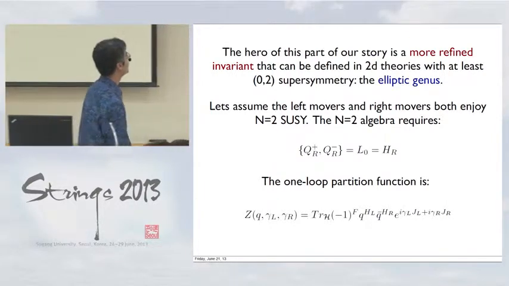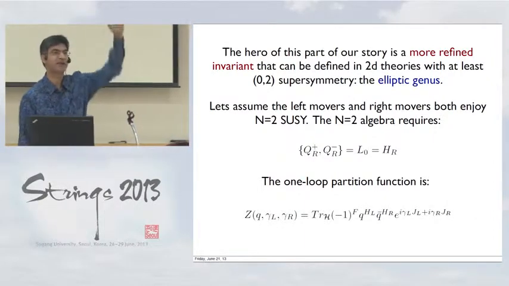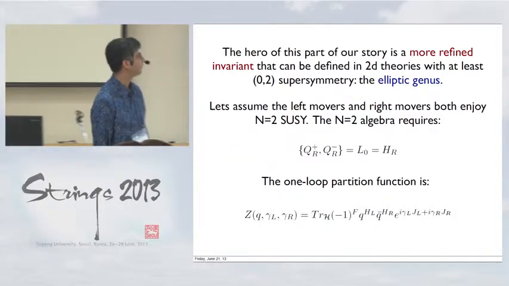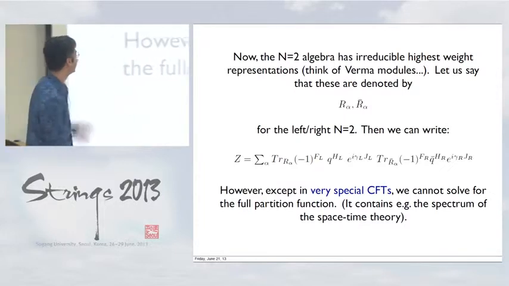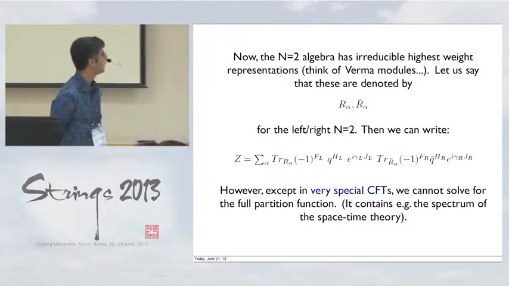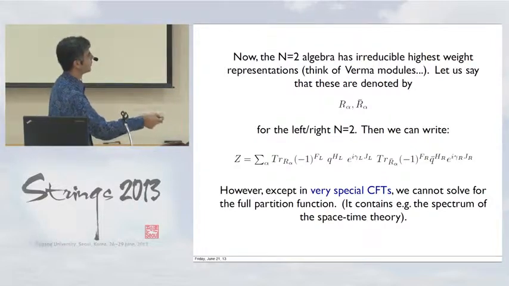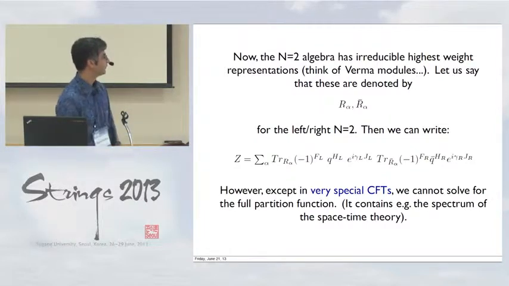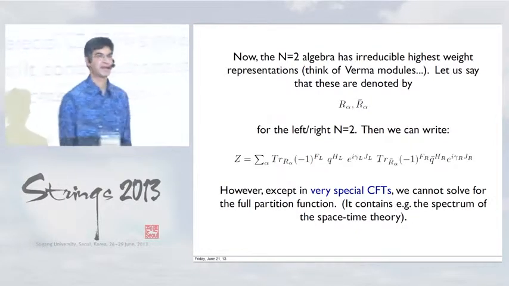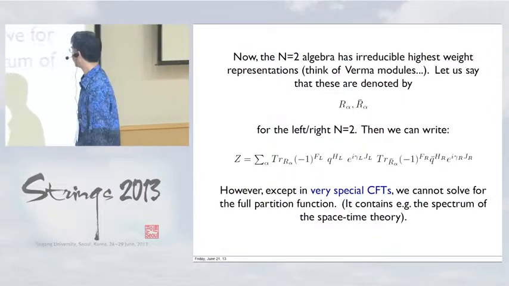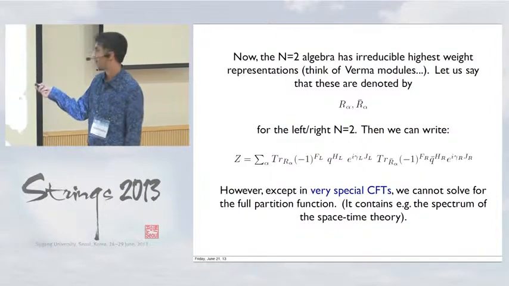Now, the N=2 algebra, like Virasoro, has highest weight representations, and so we could list the highest weight representations that are present in a given conformal field theory. Let's say they run over R alpha and R bar alpha, just for simplicity, for the left and right N=2s. So then we could write out the partition function that I just mentioned in this way, as traces over the right and left Hilbert spaces. But except in very, very special CFTs, orbifolds, or Gepner points or something, we actually can't solve for this full partition function. So you can write this, but it's not of much practical use.